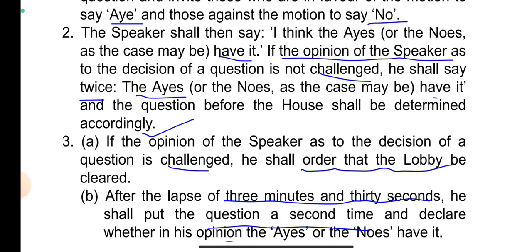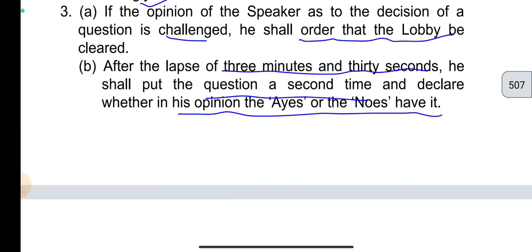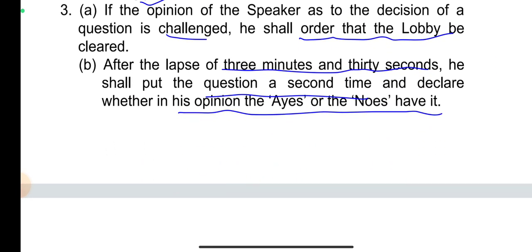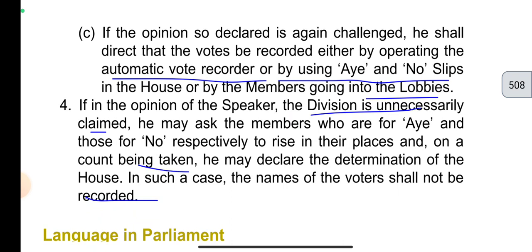If the opinion of the Speaker as to the decision of a question is challenged, he shall order that the lobby be cleared. After the lapse of 3 minutes and 30 seconds, he shall put the question a second time and declare whether in his opinion the ayes or the noes have it. If the opinion so declared is again challenged, he shall direct that the votes be recorded either by operating the automatic vote recorder or by using aye and no slips in the house or by the members going into the lobbies.